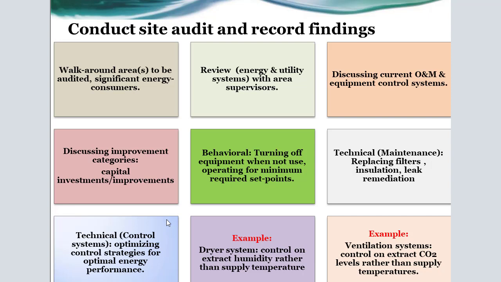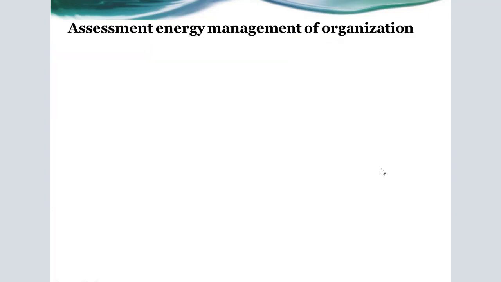As an example, if we have a dryer system, control on extract humidity may be better than the supply temperature. Another example is a ventilation system. Control on extract CO2 levels may be better than the supply temperature, and so on.